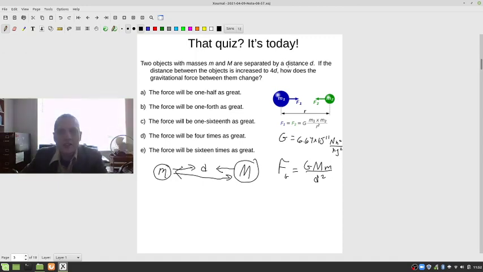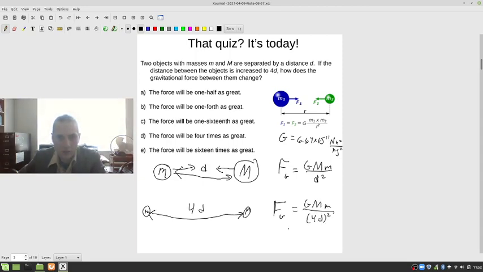Okay. Now it says, if the distance between these objects is increased to 4d, okay, so they spread out. Here's my m, there's my big M, and now instead of this being a distance of d, this is a distance of 4d. Well, in that case, the force of gravity would be G m M over 4d squared. So this would be 1 over 4 gets squared, d gets squared, 4 squared is 16, G m M over d squared. Okay, so this is 1/16 of that, and that's our answer.